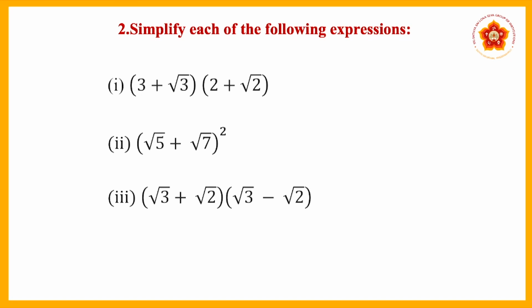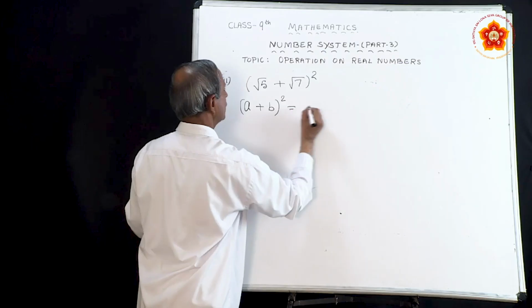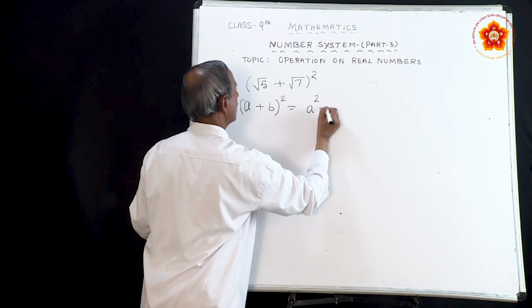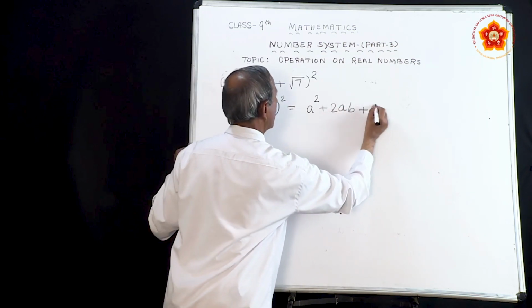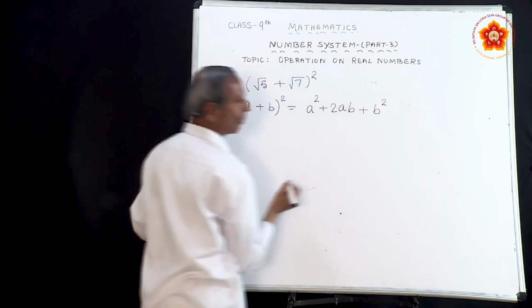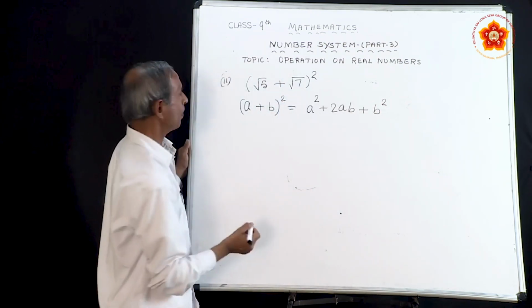The given problem is (square root of 5 plus square root of 7) whole square. This is the square of a binomial, so you have to use the (a plus b) whole square formula. The formula to expand this is (a plus b) whole square equals a square plus 2ab plus b square. Now you have to apply this formula to expand this expression.